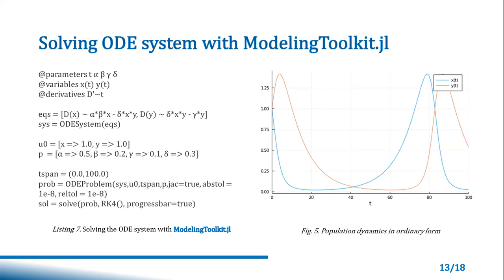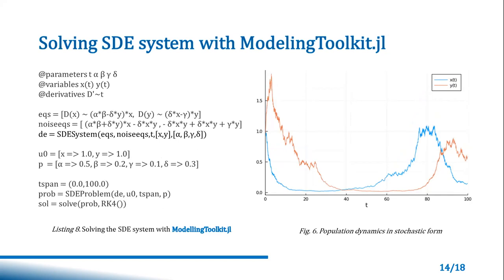Solving an SDE system looks the same, but we define noise equations corresponding to the noise, and the function which uses the SDESystem to format the data into the needed type. We solve this problem with four algorithms and get a graph of population dynamics in stochastic form.